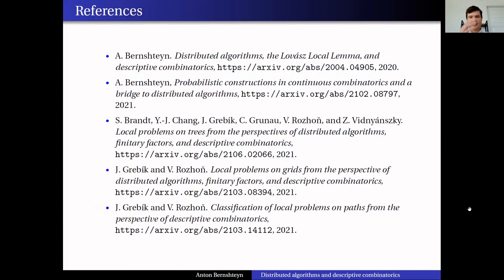Let me finish with this slide that has a list of references to all of these results that I mentioned in this talk. If you're interested in learning more, you can go and look at all of these. And all of these are preprints because, as you can see, the earliest date here is 2020. So this is really recent work.